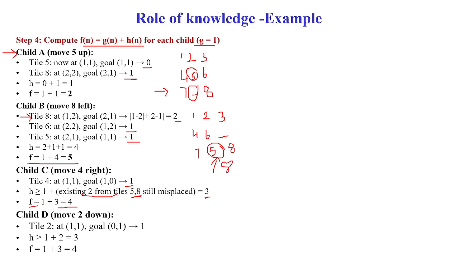If you move downwards, the grid will look like 1, blank, 3, 4, 2, 6, 7, 5, 8. Already we have a lot of misplaced tiles, right? 5 and 8 are still misplaced. So again, if you calculate the misplaced tiles, the value is 1. Already 5 and 8 are misplaced, so the value is again 3. So total F is 4.